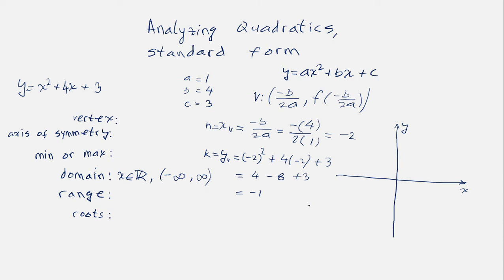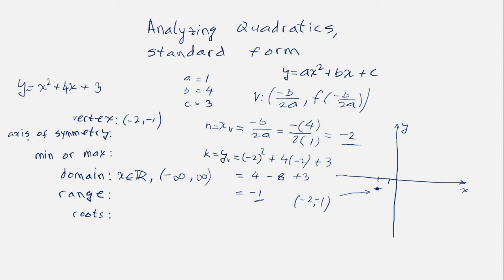So we know now that our vertex is negative 2 for x and negative 1 for y. So if you want to graph it, it's going to be 2 units to the left and 1 unit down, right? So it's right here. So that's our vertex right there. Okay. So negative 2, negative 1.